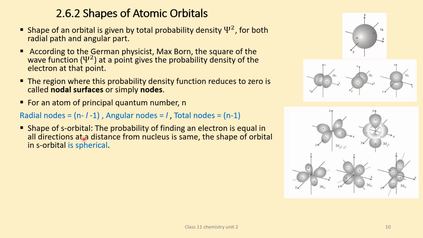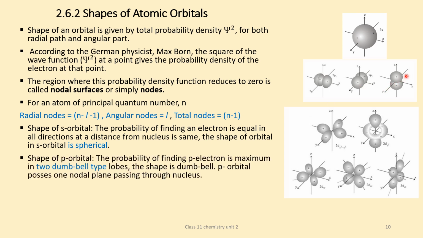Shape of the s orbital. The probability of finding an electron is equal in all directions, and at a given distance from the nucleus it is the same. The shape of the s orbital is spherical. This is for 1s, as shown in the diagram on the right hand side, that is the top figure.